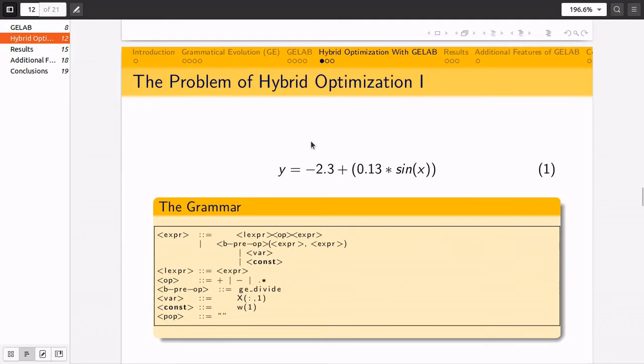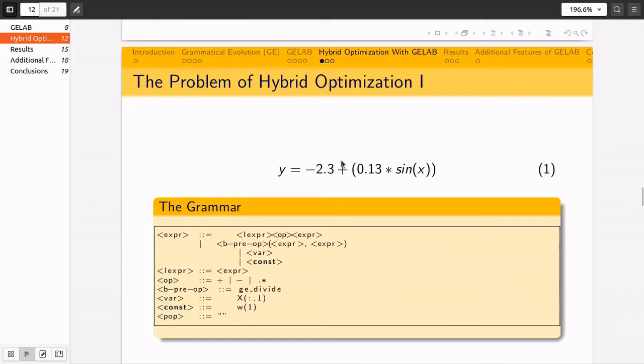Now, the good thing about GE is that GE is able to find the overall structure of a target polynomial or a target computer program. It could be anything. And it can do so effectively, and it is a widely documented aspect of grammatical evolution.